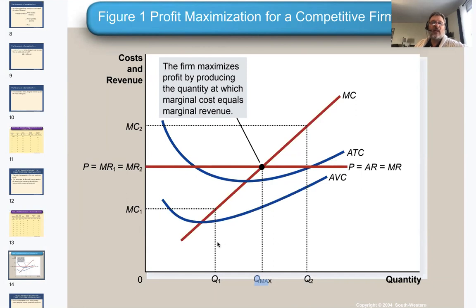Okay, so what about that, Miranda? Does this graph make sense to you given what we saw on our table? Yeah, it does. Okay, good.